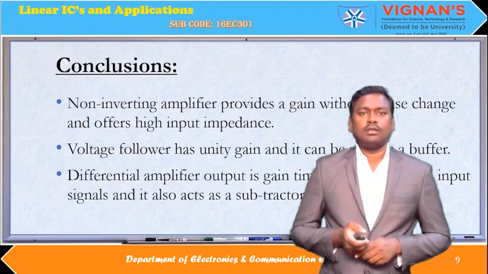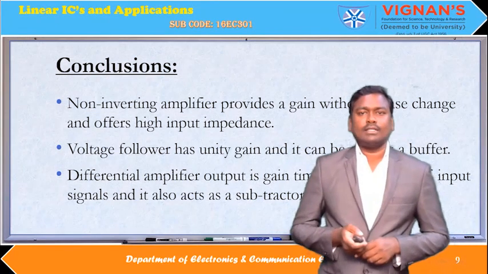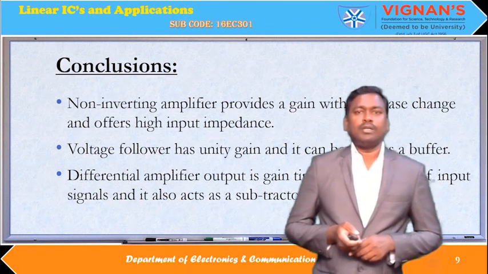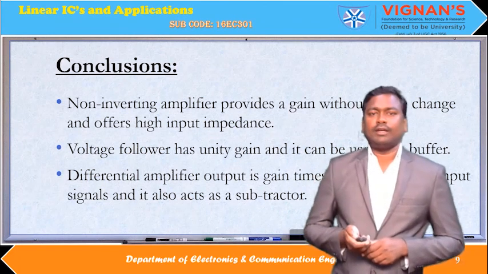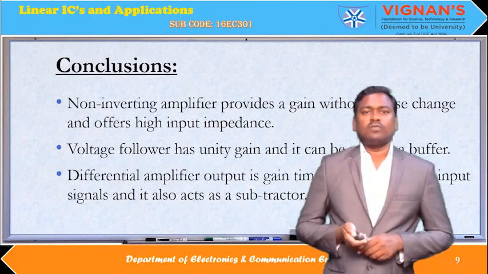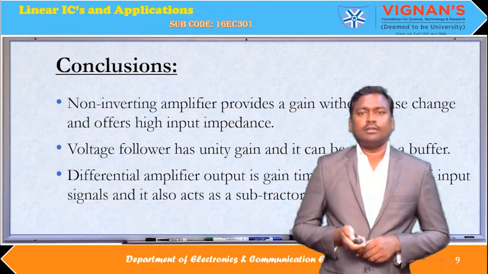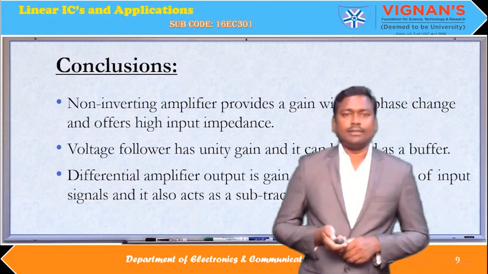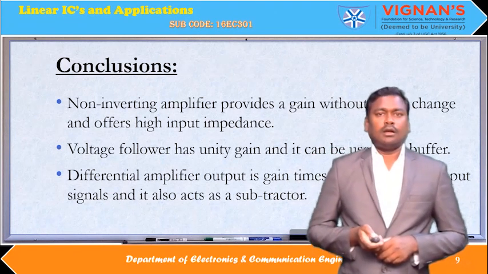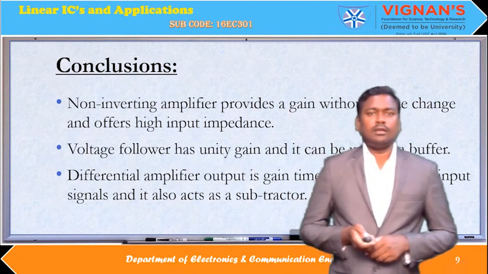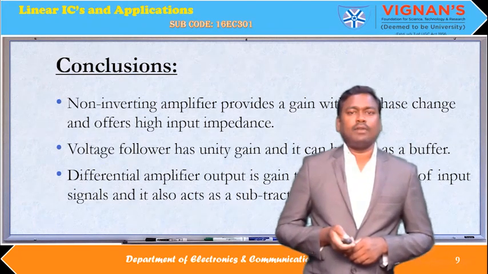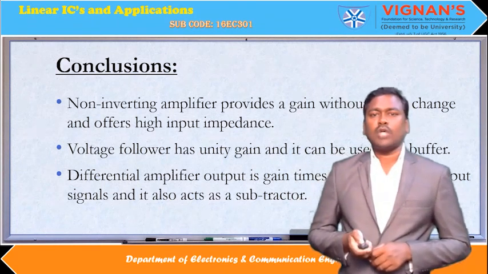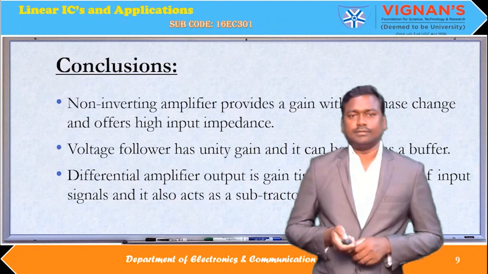The conclusions are: the non-inverting amplifier provides a gain without phase change and offers higher input impedance than the inverting amplifier. The voltage follower has unity gain and can be used as a buffer in impedance matching. Finally, the differential amplifier output is gain times the difference of the input signals, and it also acts as a subtractor.